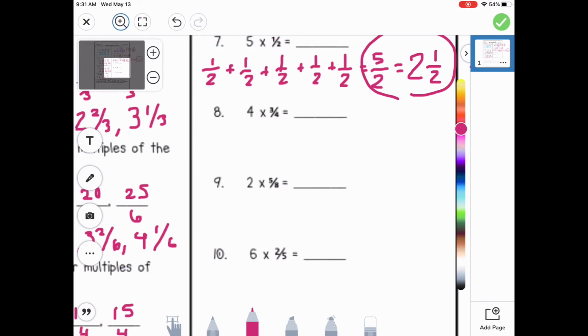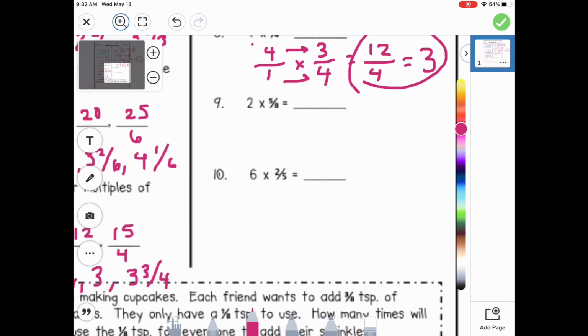Question number 8. I'm going to just stick to my multiplication strategy instead of doing repeated addition. So I'm going to change my 4 into a fraction of 4/1. I'm going to multiply it by my second fraction of 3/4. And I'm going to multiply across. 4 times 3 is 12. And 1 times 4 is 4. And that also equals the whole number of 3.